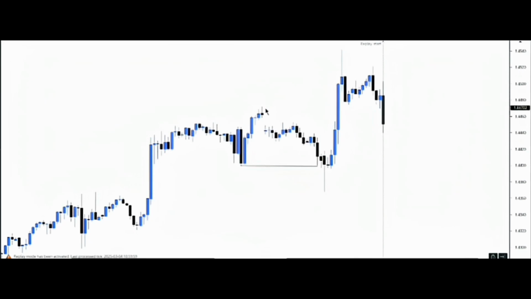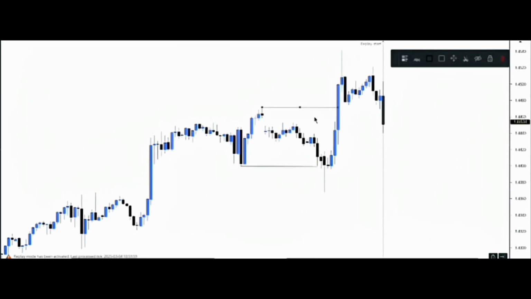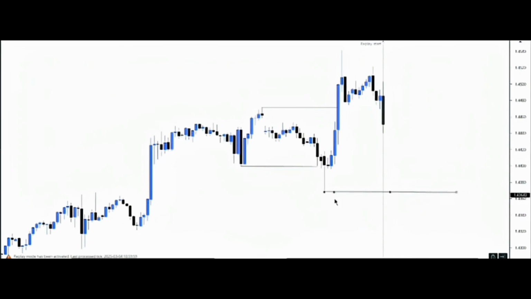This high becomes our major structure high. And as you can see, price took out that major structure high. Remember, this is our major structure low. If price comes back down and takes it out and closes below it, that means there will be a change of character there, or a shift in market structure right there. Okay? So now we have this high in place.